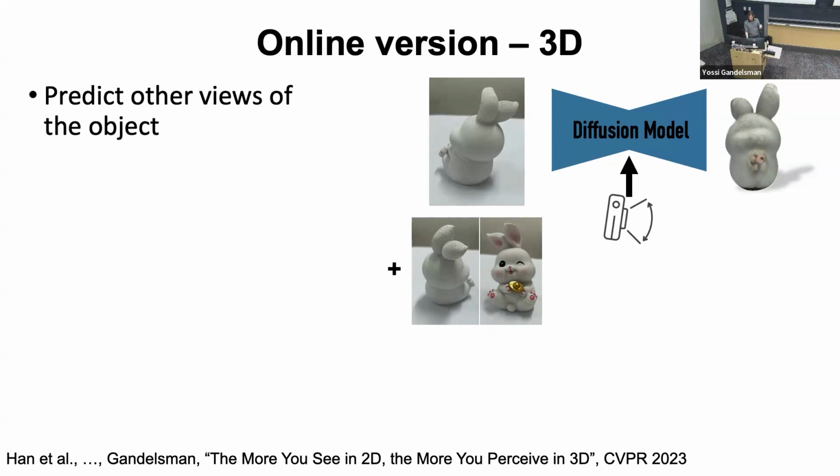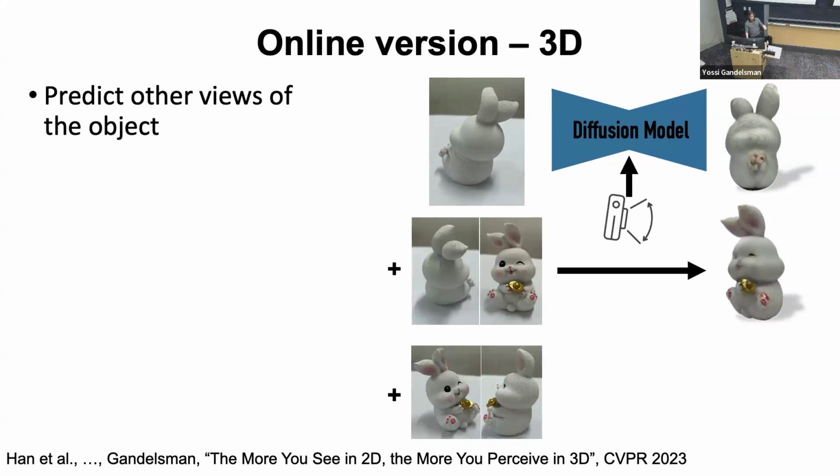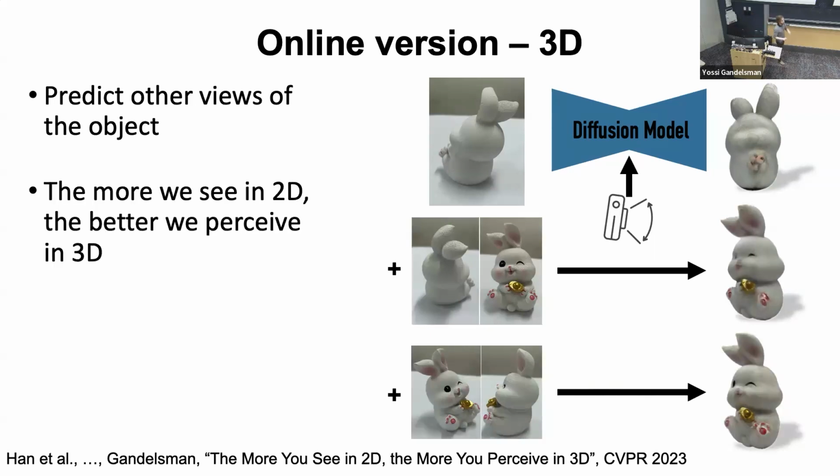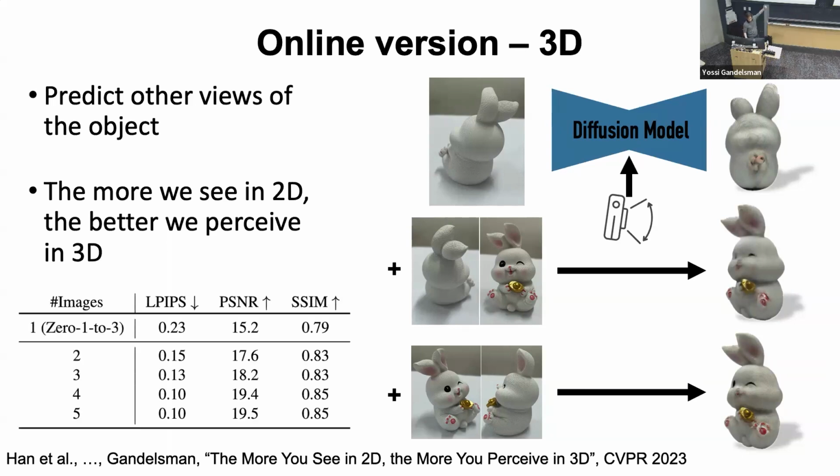We can fine-tune this model a little bit more and get a better understanding of the 3D. And if we get more images, we can improve it even further. Basically, the more we see in 2D, the better we perceive in 3D, right? So we closed this gap between a fixed model that gets one image and reconstruction from multiple images, to get this continuum. And you can see that, as we see more images, without going into the numbers, our PSNR goes up, our SSIM goes up, our LPIPS goes down.